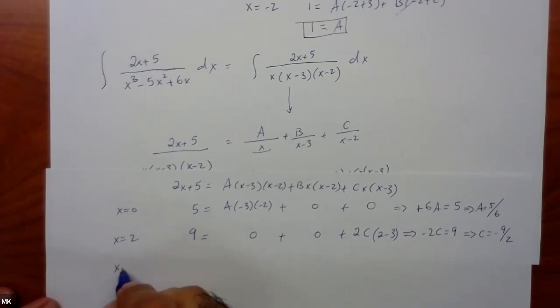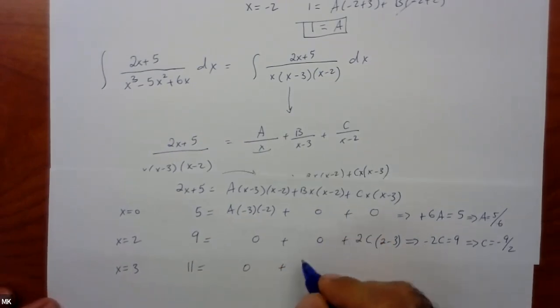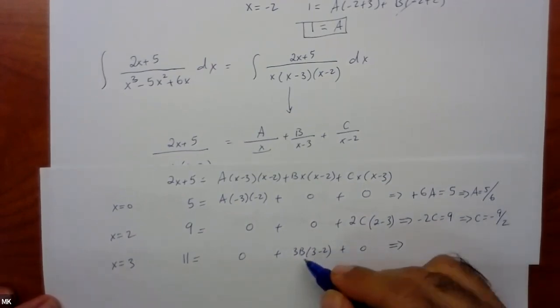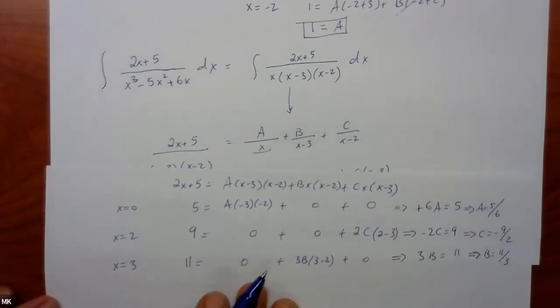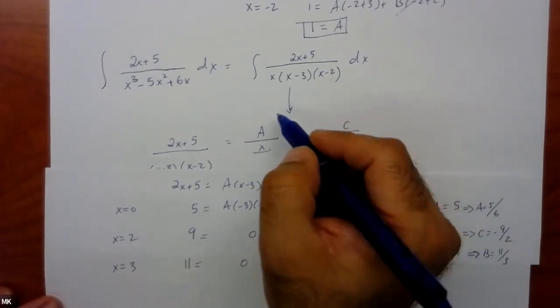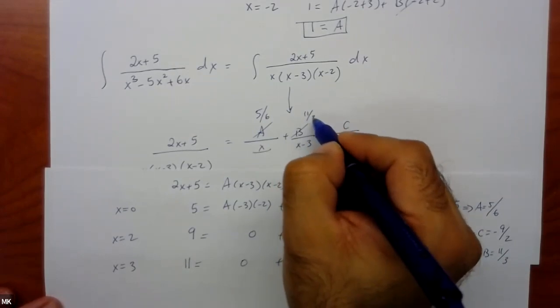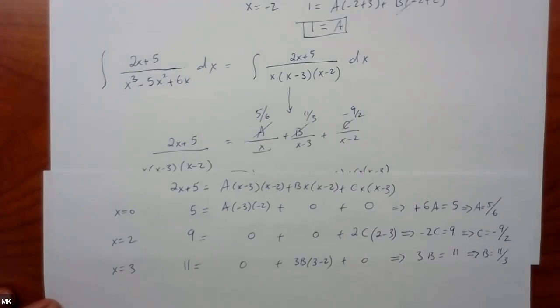And then I'm going to let x be maybe 3 in this case. 2 times 3 is 6 plus 5, 11. 0. 3 times B, 3 times (3 minus 2). So from here, I get 3B is equal to 11, or B is equal to 11/3. So my partial fraction gives me A, which is 5/6, B, which is 11/3, C, that's negative 9/2.